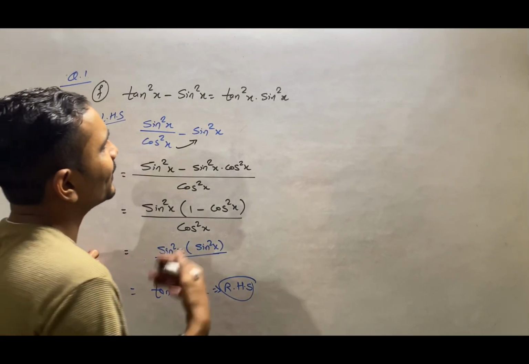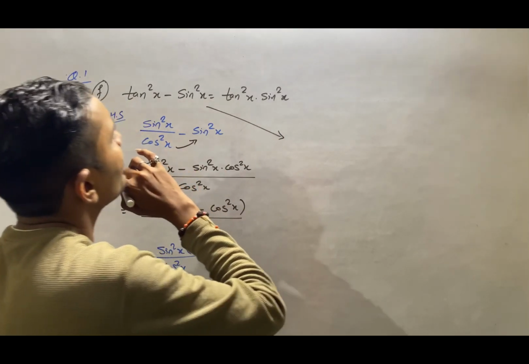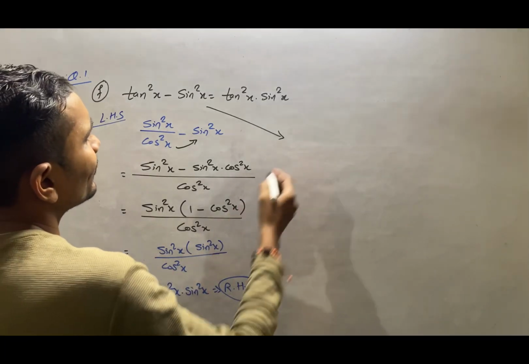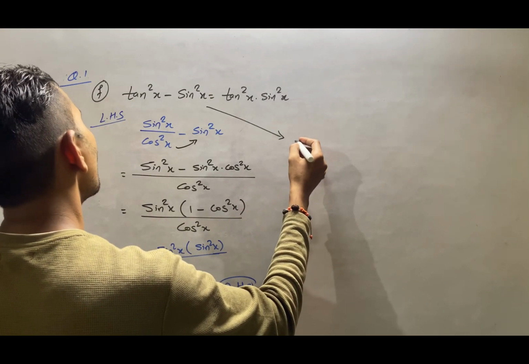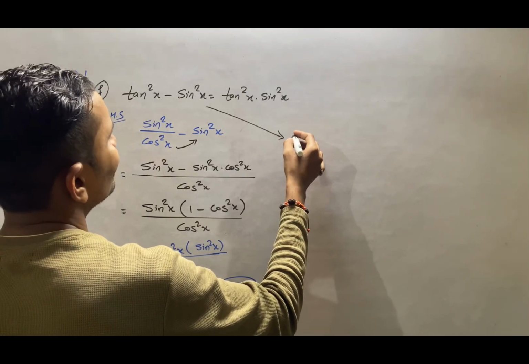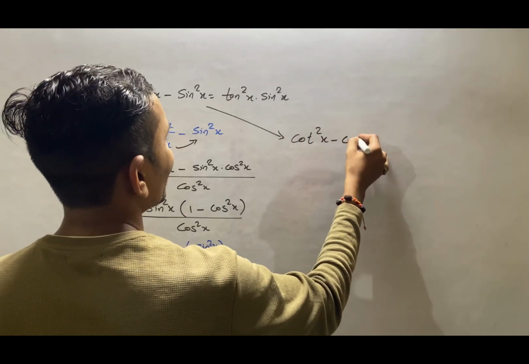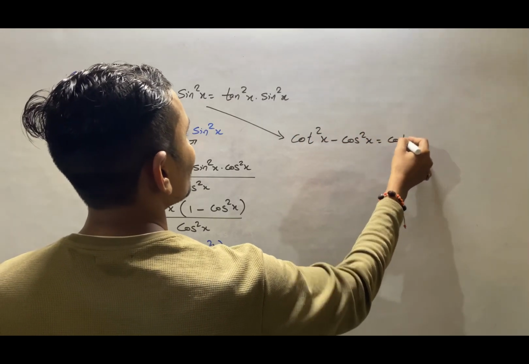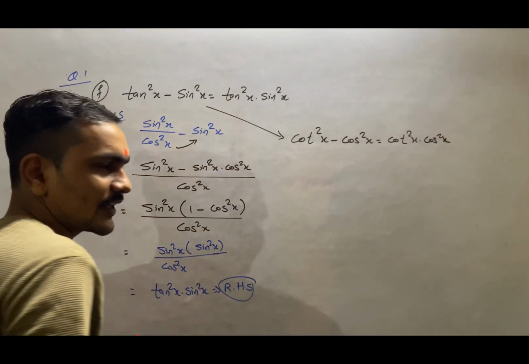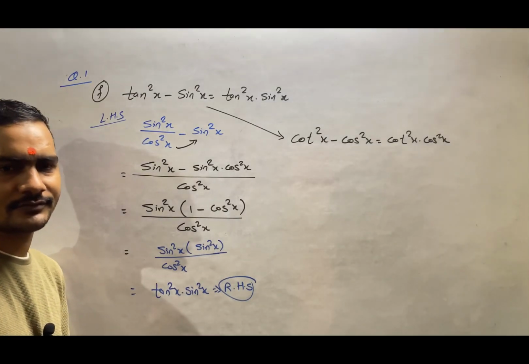Okay, so let's take the same question. We are taking it like this, and we need, okay, if I can say, cot square x minus cos square x. So cot square x times cos square x, right?